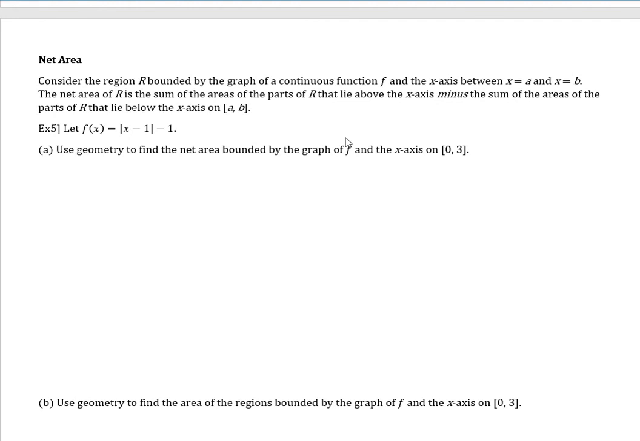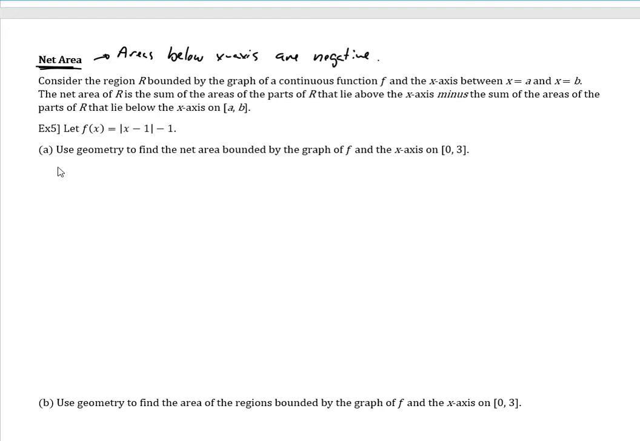So net area is where we consider areas below the x-axis as negative. Or you can read this as considering the regions above the x-axis and then subtracting the regions below the x-axis. All right, so let's show this. A quick summary of what I first said: areas below the x-axis are negative. Okay, so that's what net area is going to break down to.